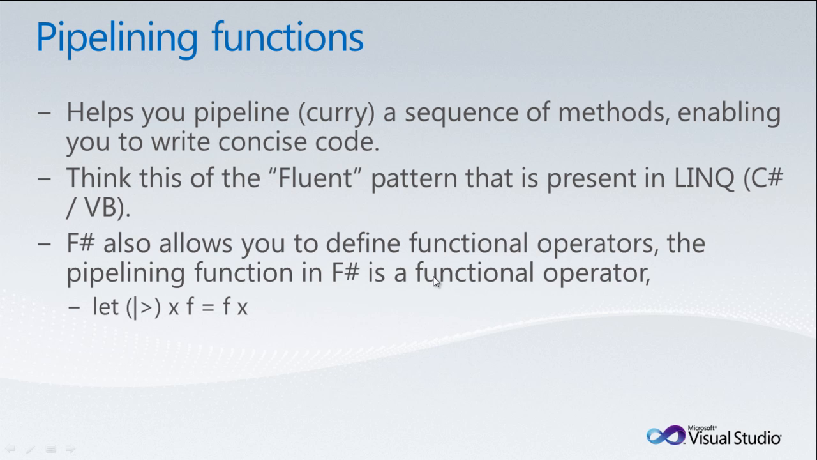So F# allows you to define functional operators. Basically, the pipelining operator in F# is also a functional operator. So this is how it is defined. Like let pipeline parameter x of f is equal to f of x. It means a function is going to be executed with the input from some other function.